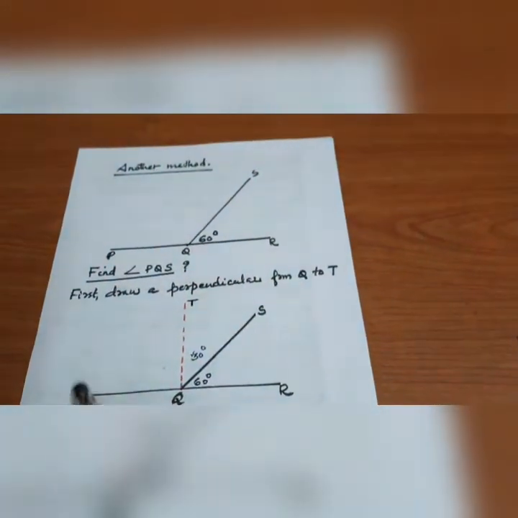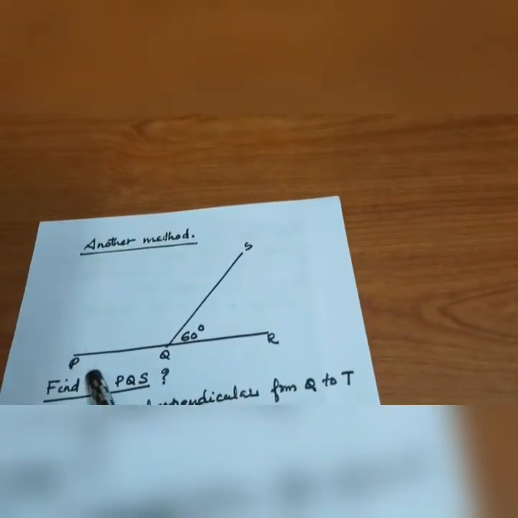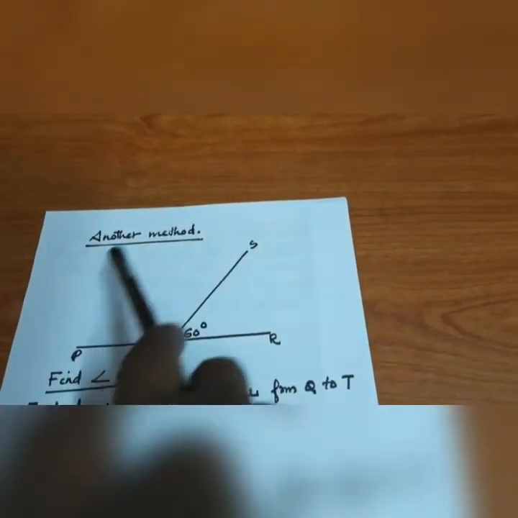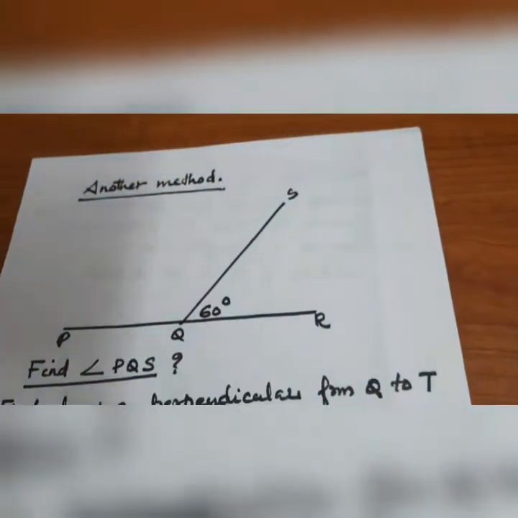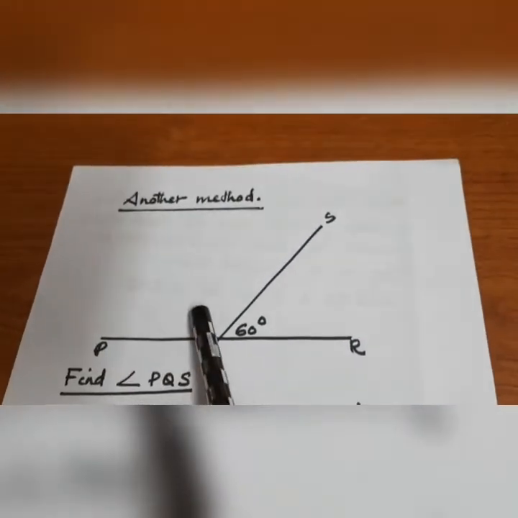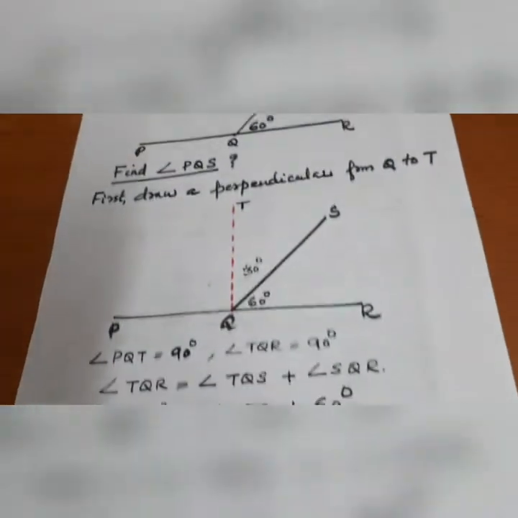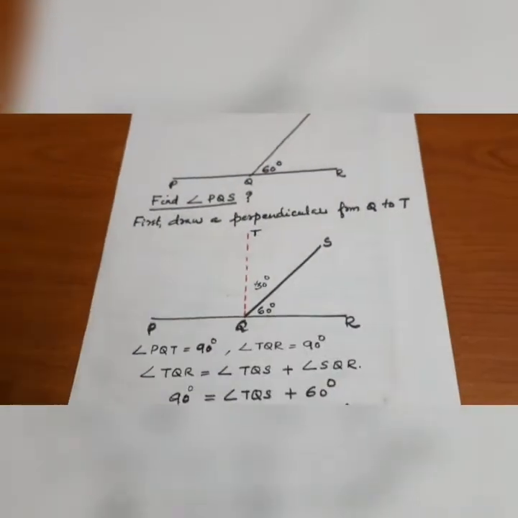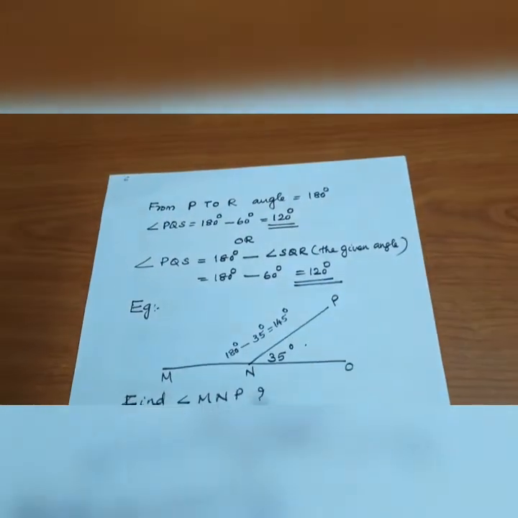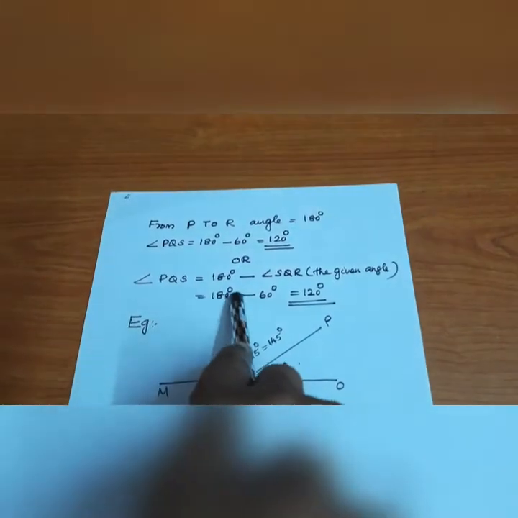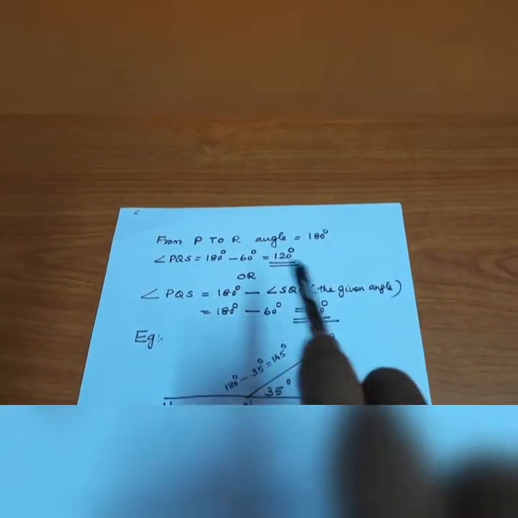Here, the angle from P to R is 180 degree, that is the angle in a protractor. Given angle is 60 degree. Therefore, the remaining angle is 180 minus 60, that is 120 degree. That can be found in this way also. From P to R, angle 180 degree. Angle PQS is 180 minus 60, 120 degree. Or angle PQS is equal to 180 minus angle SQR, the given angle, that is 120 degree.